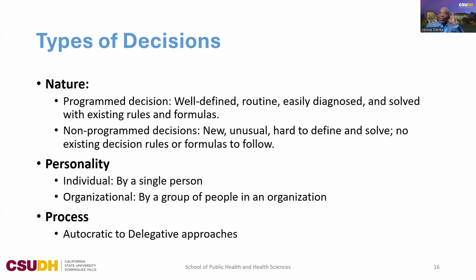So what are the kinds of decisions that we make? They could be divided into three fundamental groups: nature of approach of decisions, personality involved, and the process of making that decision. In the nature of decisions, there are two kinds of decisions: programmed and non-programmed. Programmed decisions are routine, well-structured problems that can be clearly defined and resolved using established rules, procedures, or formula. They typically require little creativity or judgment.